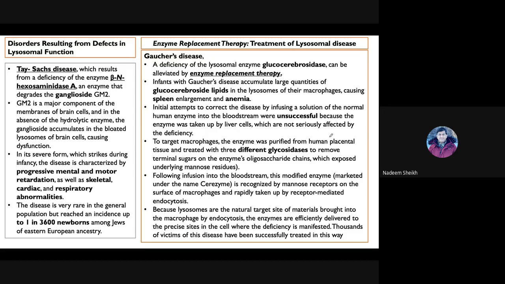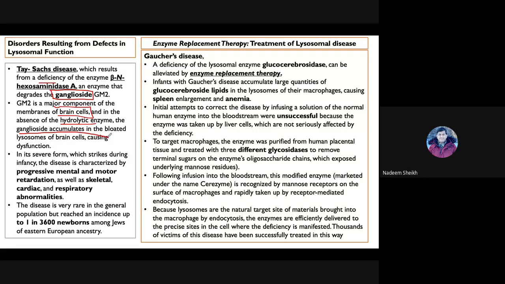And the third disease is Tay-Sachs disease, which also results from the deficiency of the enzyme beta-hexosaminidase A. And this enzyme is required to degrade gangliosides. Now, if you can recall, gangliosides are part of the nervous system. In the nervous system, GM2 is a major component in the brain cells, and if the enzyme is not present, the gangliosides keep on accumulating in the bloated lysosome.